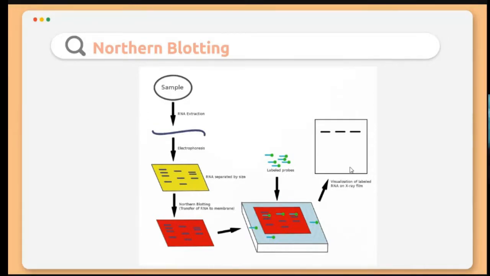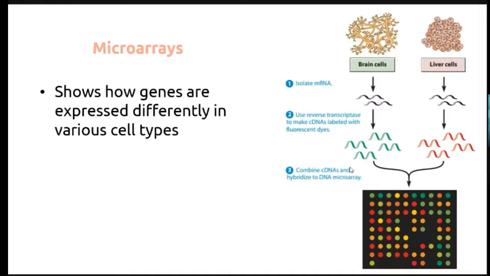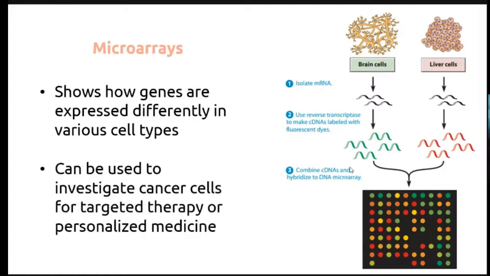Pero merong mas maganda, mas advanced. Tinatawag natin microarrays. Microarrays, they show how genes are expressed differently in various cell types. And they can be used to investigate cancer cells for targeted therapy or personalized medicine. So, isa-isahin natin. So, in microarrays, say for example, you want to see which genes are expressed in your brain cells and in your liver cells. Trip mo lang i-compare yung brain cells at liver cells.